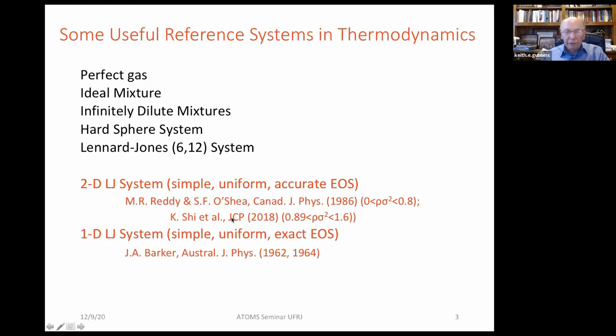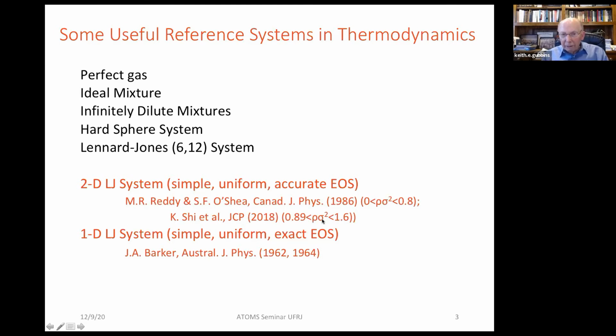of state for the strictly 2D system. So there's this paper by Reddy and O'Shea. They covered densities up to 0.8 in reduced units. And this is a more recent paper by Kai-Hang Shi and collaborators where we extend this to much higher densities. So this is in the solid region.